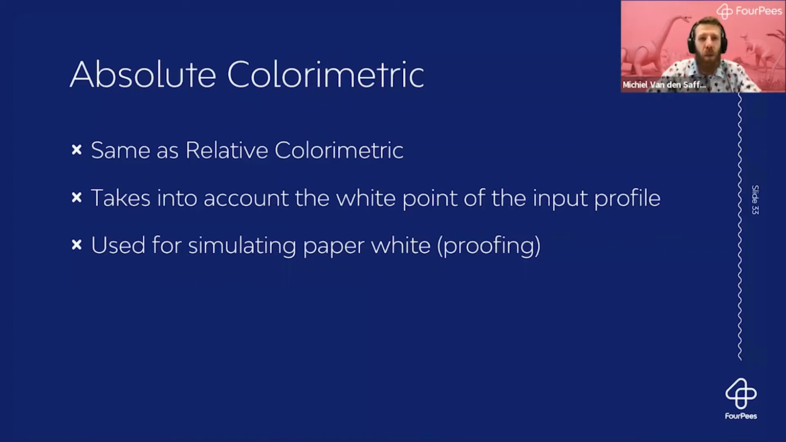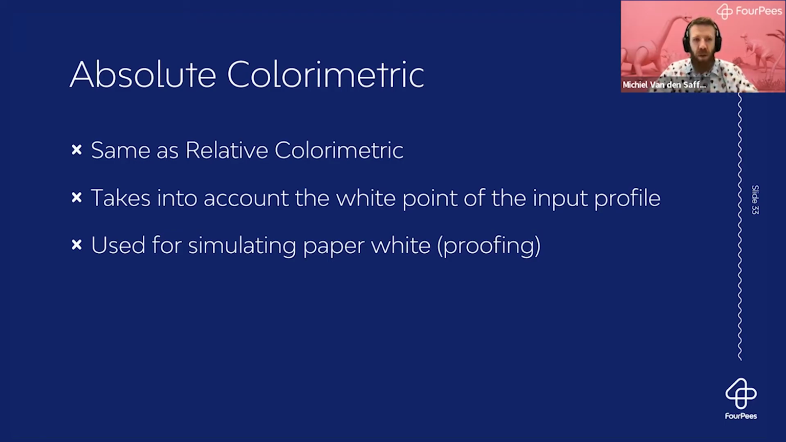Then we have our absolute colorimetric intent. Now, like I said, it's basically the same thing as the relative colorimetric intent, but it takes into account the white point of the input profile of the conversion. Why is that important? Because specifically with proofing, you want to see what you're going to produce. So this is typically used in a second conversion, not in your first conversion, to reproduce the white point of your print substrate on your screen or on your proofing device. That is the only difference.